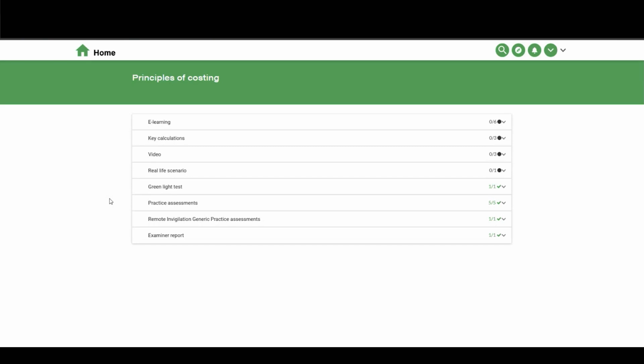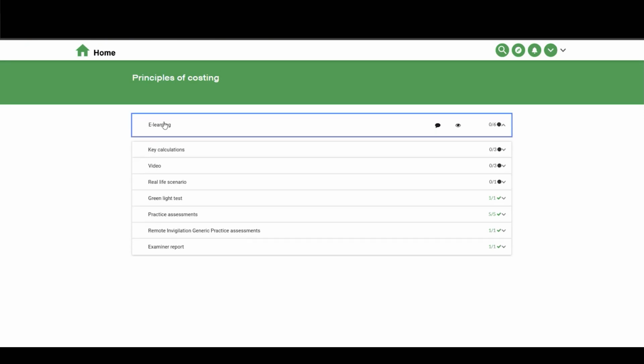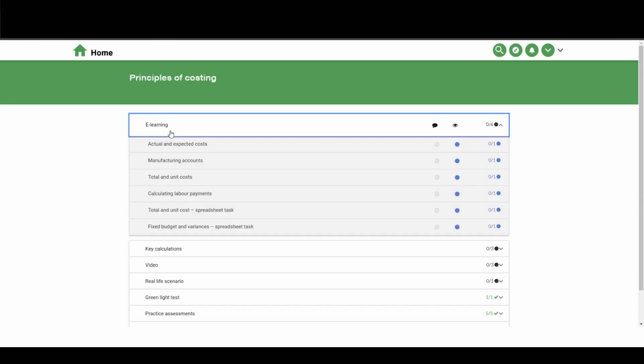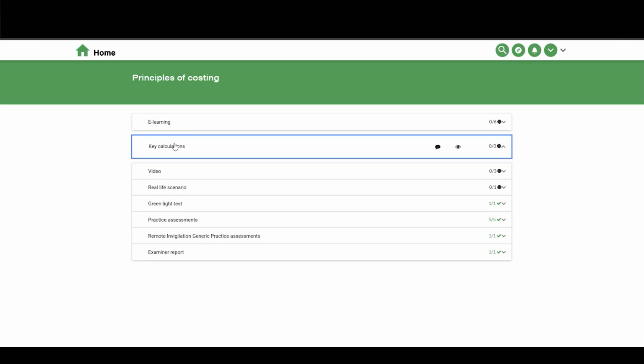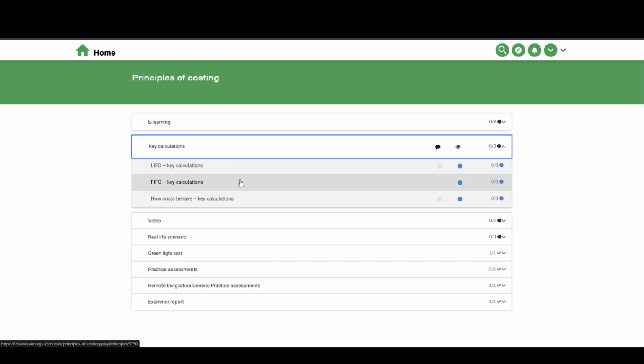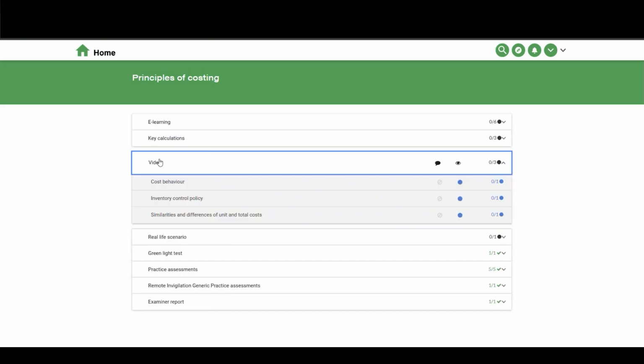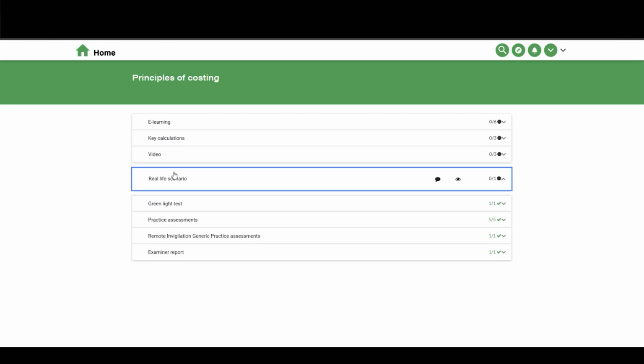I've logged into MyAAT and navigated to the Lifelong Learning Portal and the Principles of Costing unit. I just want to give you a quick run through of the resources that are available in this Principles of Costing unit for revision. So there are some e-learning modules on a variety of topics. There are some key calculations for 2 inventory valuation methods and cost behaviour. There are a few videos there: cost behaviour, inventory control policy, and the similarities and differences of total and unit costs. There's a real life scenario.